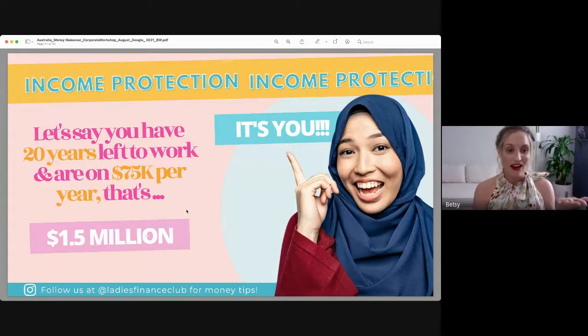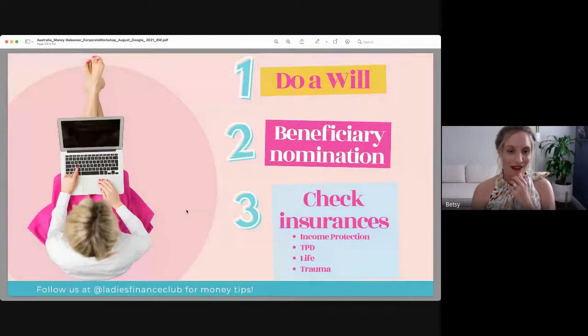Maybe you earn $75,000. If you are 35 years old today and you've got another 20 years of working and you're earning $75,000, that income is worth $1.5 million. So, compared to other things that you might own, a $1.5 million asset's pretty chunky. So it's definitely worth insuring. So if you haven't already, do consider setting up income protection to replace your income in the event that you became too sick or too injured to go to work.